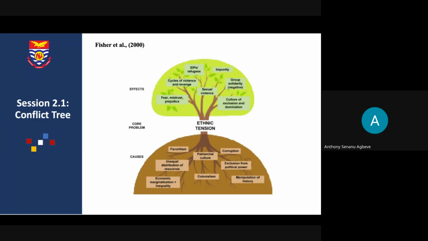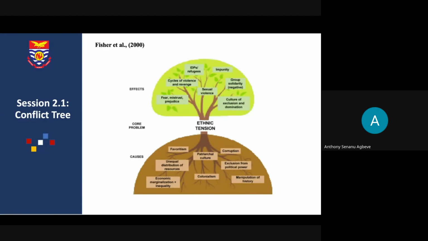So this is a visual presentation of the conflict tree too, where we have the three major parts. We have the effects, which are the leaves and the branches. We have the core problem, which is the stem, and then we have the causes, which is probably the root part of the tree. So beginning from the causes, which is the root part, what are the causes of the conflict?